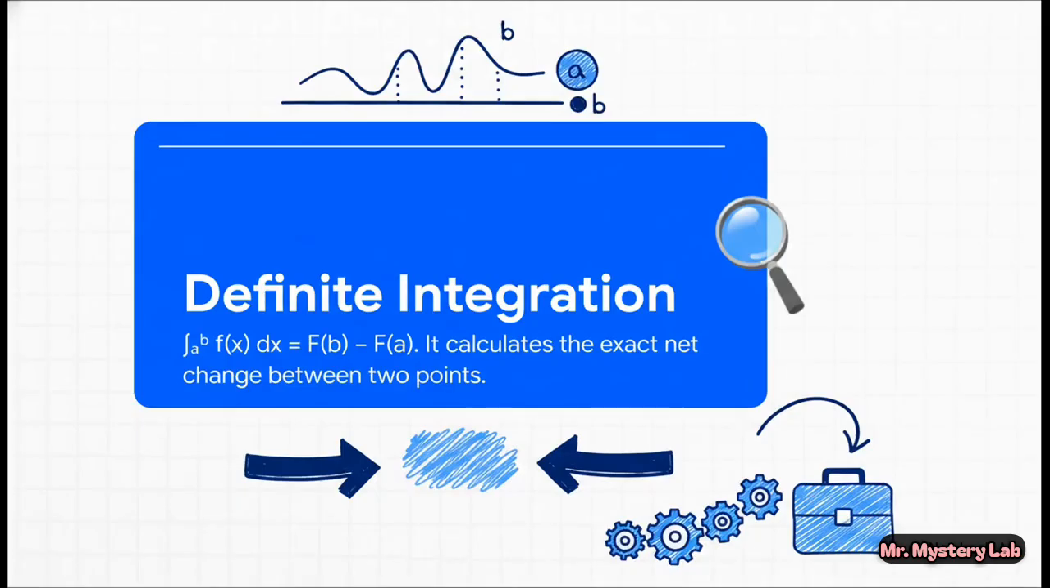And what if we want to find the total amount of something, not over the whole function, but just between two specific points, A and B? We use what's called definite integration. This formula lets us calculate the exact net change between a starting point and an ending point. For example, if you knew the velocity of a rocket at every single second, this formula could tell you the total distance it traveled between, say, 30 and 60 seconds after launch.